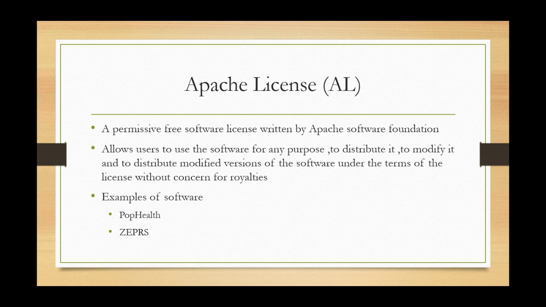And the Apache license, in fact, is a permissive license. Unlike copyleft licenses, this permissive license does not require the derivative work of the software or the modifications of the original software to be distributed using the same license. For example, software that use Apache license include Pop Health and ZPRS.